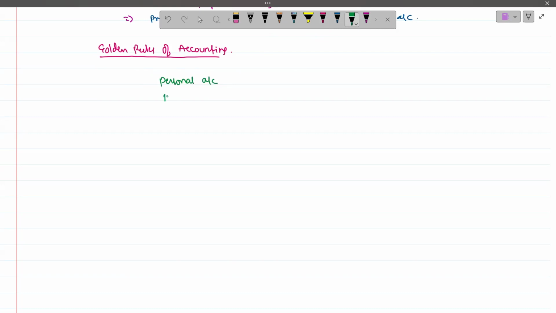One is personal account, and a real account, and a nominal account. What is the debit rule and what is the credit rule? And some persons are saying what is meant by debit. Based on these rules, they are defining what is meant by debit and what is meant by credit.